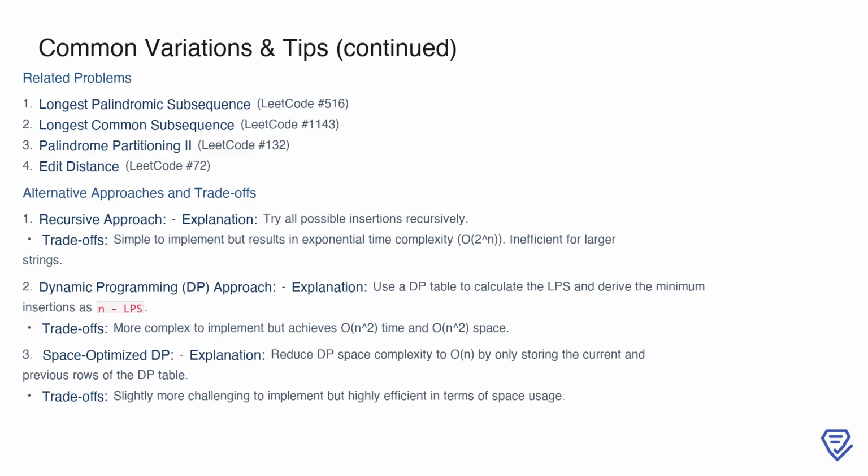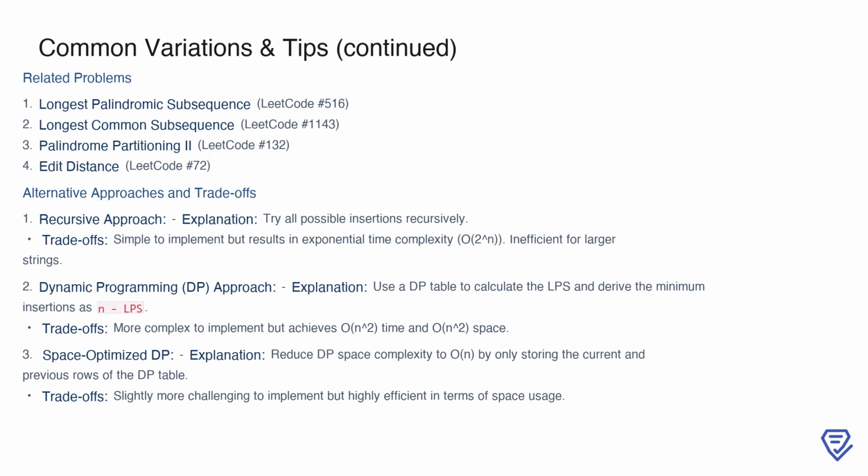For example, the longest palindromic subsequence problem, LeetCode number 516, is directly tied to this solution, as is the longest common subsequence problem, LeetCode number 1143. Other related problems include palindrome partitioning 2, LeetCode number 132, and edit distance, LeetCode number 72, which also involve dynamic programming techniques. Now, let's briefly compare alternative approaches.